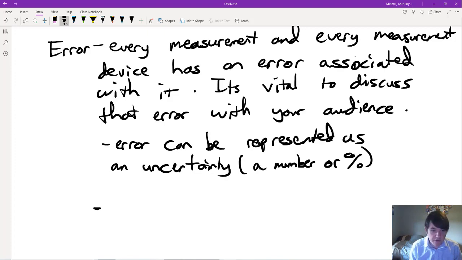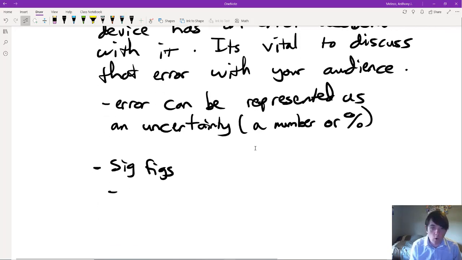So there's another thing with error, sig figs, okay? So let's talk about sig figs just a little bit. Why are they important? So sig figs, significant figures, okay?